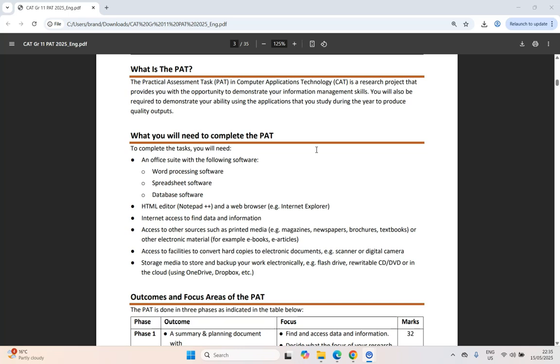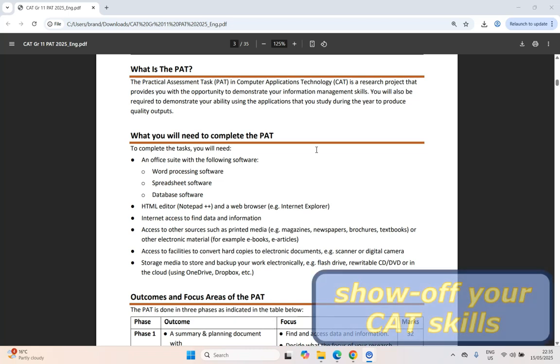The Practical Assessment Task is a research project that gives you an opportunity to demonstrate all the skills that you've learned this year. It's a way to show off everything you've learned both in Word, in your Excel, in your Access, in your website design, and even your research skills and understanding data. So this is basically a project to say, okay, I've learned a lot of skills this year and now I'm going to show it off in one big project. So that's the main reason for the PAT, is to show off everything that you've learned.